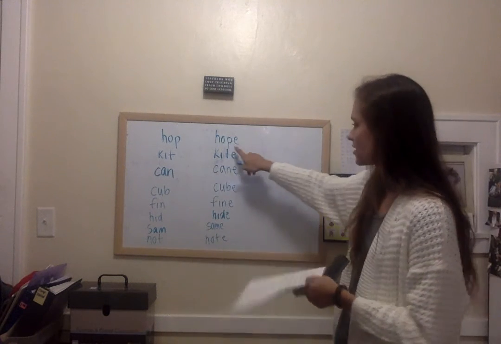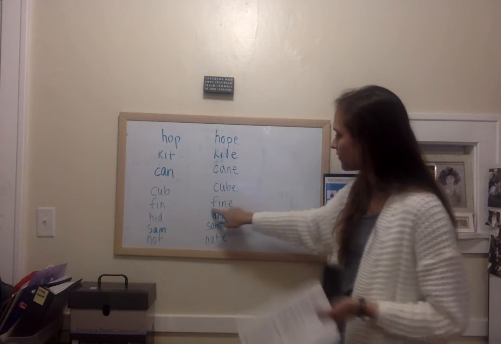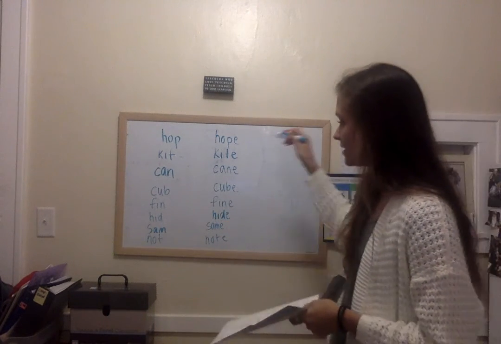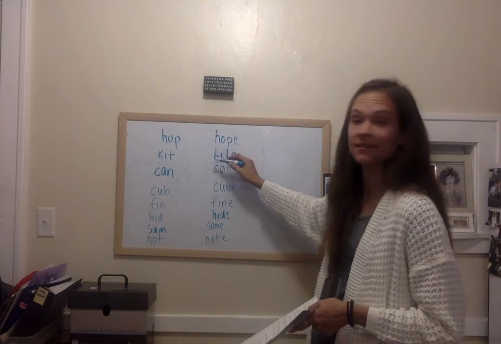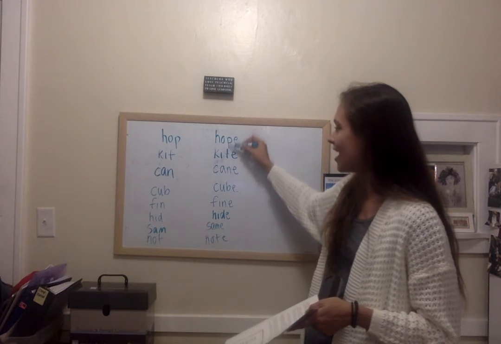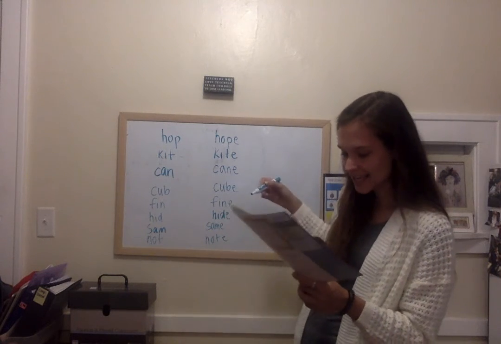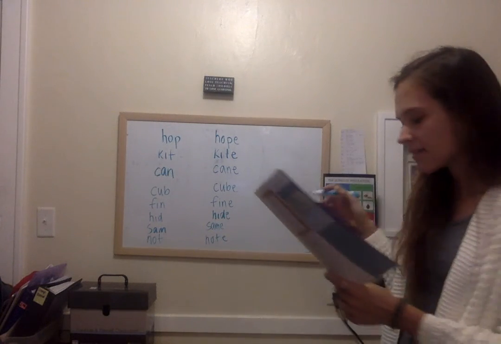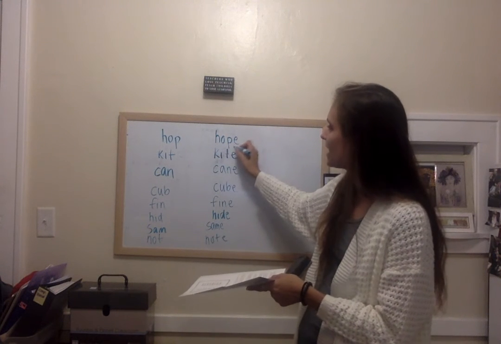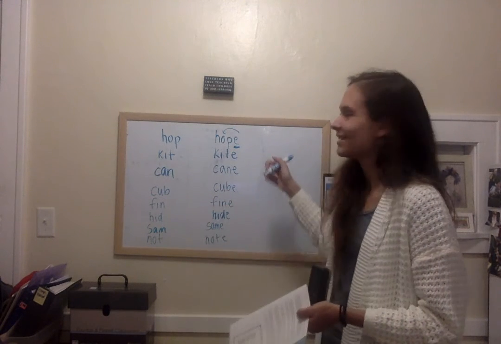Now let's look at these words. Hope, kite, cane, cube, fine, hide, same, note. These words all start with a consonant, and then they have a vowel, and then they have another consonant, and then they have a silent E at the end. The vowel sound is usually the name of the first vowel. So this silent E turns this word into hope. Hope. It's the same with kite.